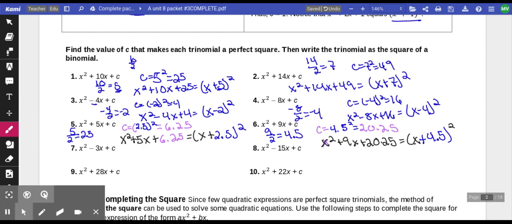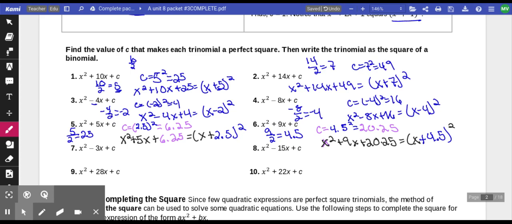Okay, so I did up to 6, and I want to check in with you. Again, the first thing I do is I take my b, 14 divided by 2, that gives me 7. So my c then is 7 squared, which is 49. That gives me x squared plus 14x plus 49 equals x plus 7 squared.